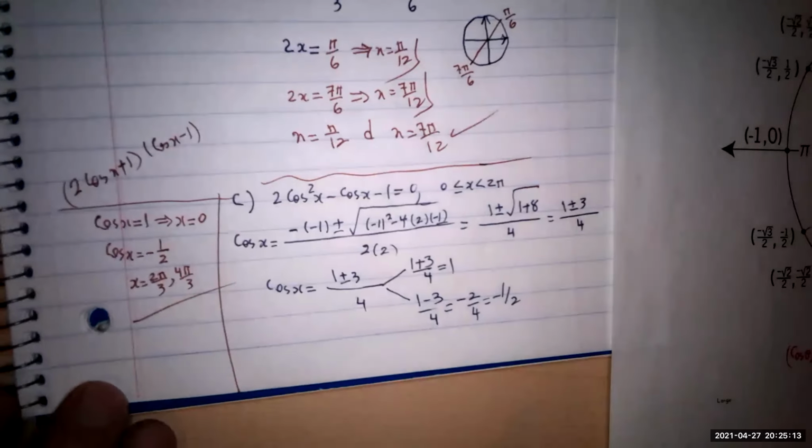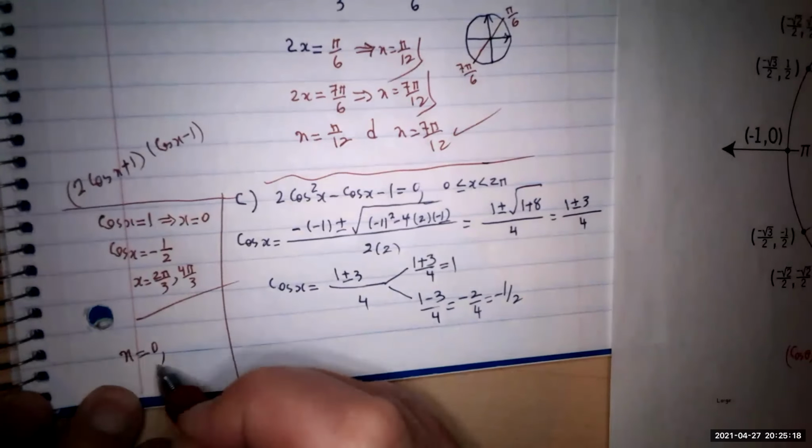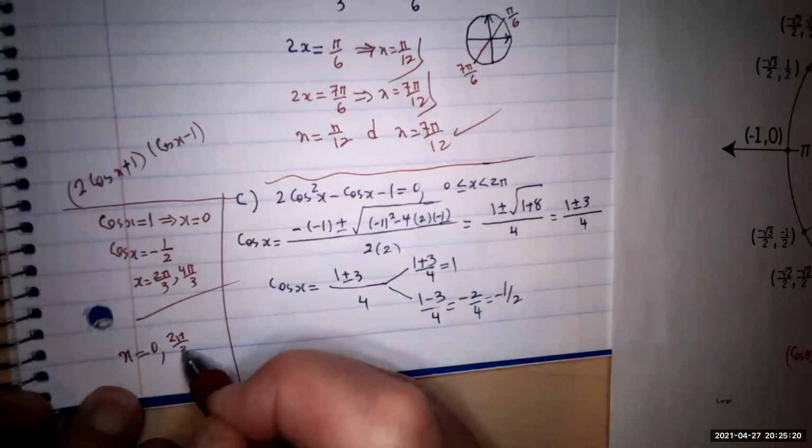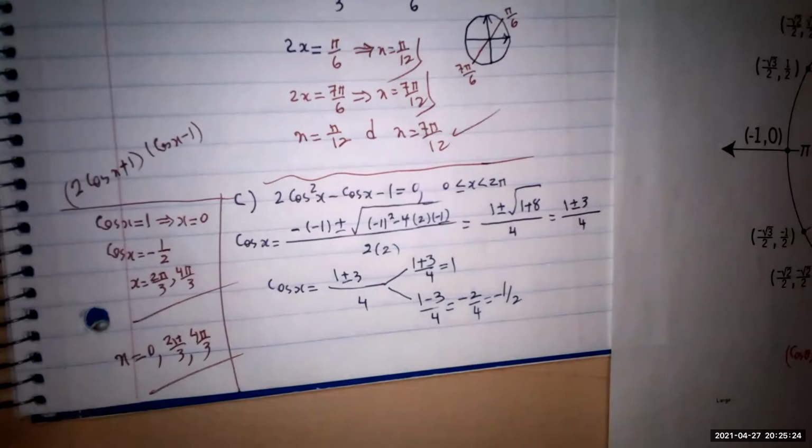So we are going to have 3 solutions: x equal to 0, 2 pi third, and 4 pi third are going to be solutions to your equation. Okay, so that was a nice one to do without any difficulty. Any question?